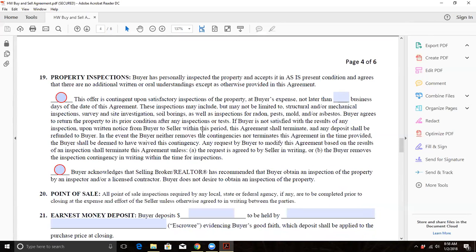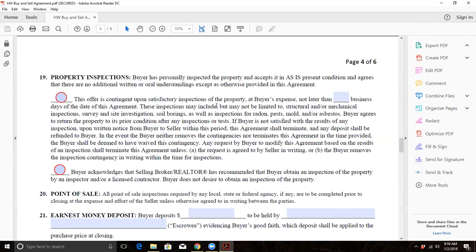And again, this is pretty specific language in terms of how inspections are handled, so I want to read through each of these items too. Offer is contingent upon satisfactory inspections of the property at buyer's expense, not later than blank business days of the date of this agreement. And again, that's business days. We put a clarification point in there because a lot of them just said days, and it wasn't clear.